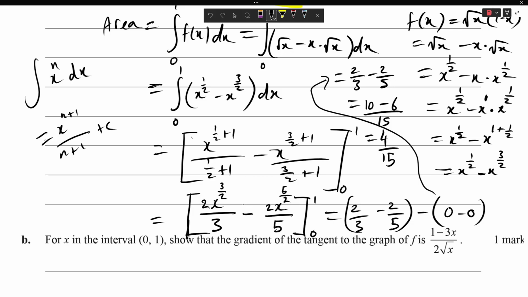So the area is 4 over 15, and remember to write units squared. And that's going to be our final answer.